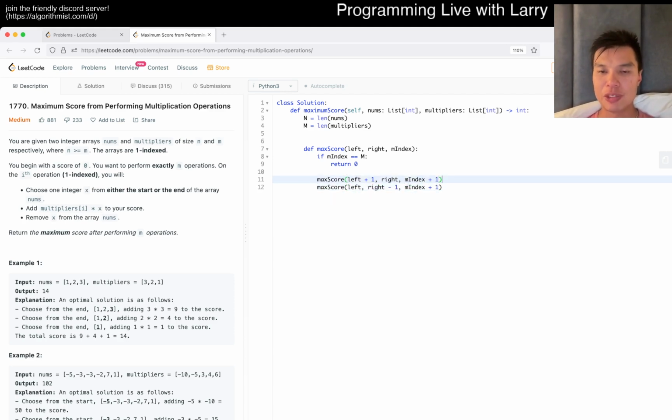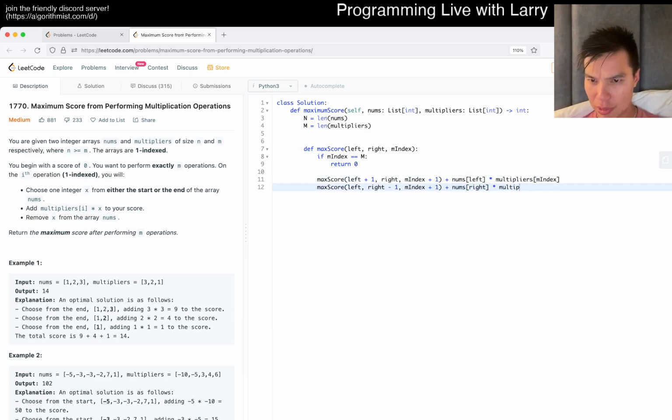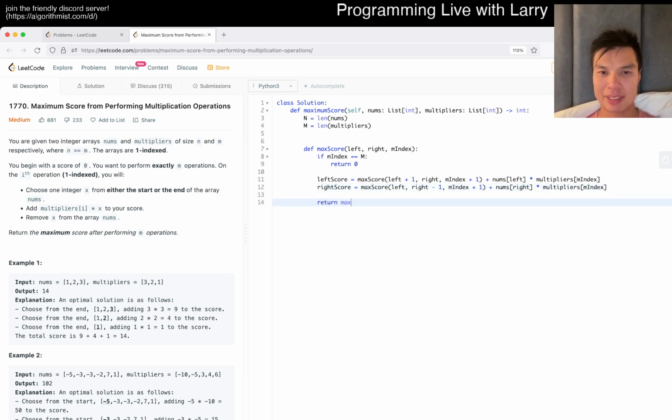If we choose the left, we add the score of nums sub left times multiplier at m index. And then the other one is nums sub right times the multiplier, which is m index. So this is left score if we take it from left, this is right score, and then we return max of left score, right score. And I think that should be good.